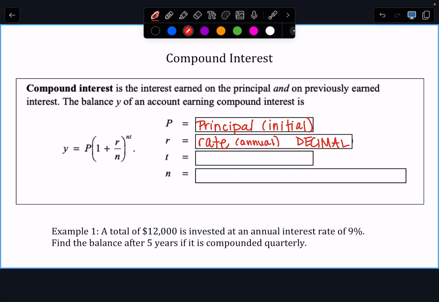Now, this is important, and I noticed on some of your warm-up problems, you had different measurements for time, and that is fine. But when we do compound interest, time will always be in years. Always. Okay? It's always going to be in years because of what N represents. N represents the number of times we're being compounded per year.